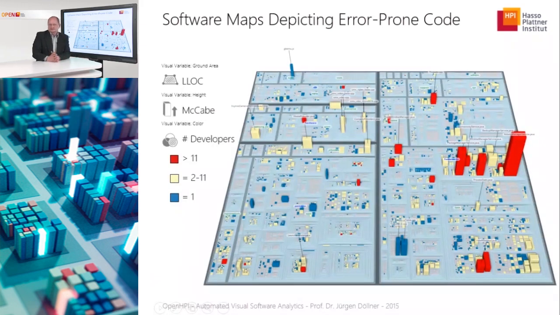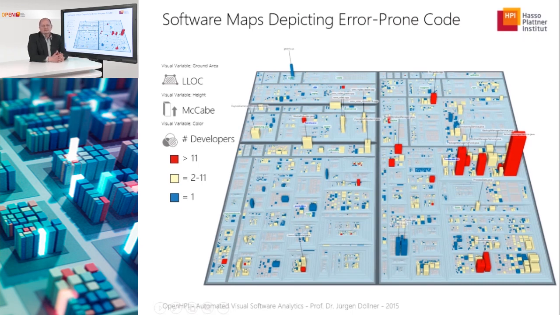Here's an example of such a software map. Actually, this is part of a Java-based system, the Android system, and it uses lines of code, logical lines of code, as a base measure for the cuboid's footprint size. The height of each cuboid is determined by the McCabe complexity of the corresponding module. So tall cuboids mean that these modules have a high cyclomatic complexity.